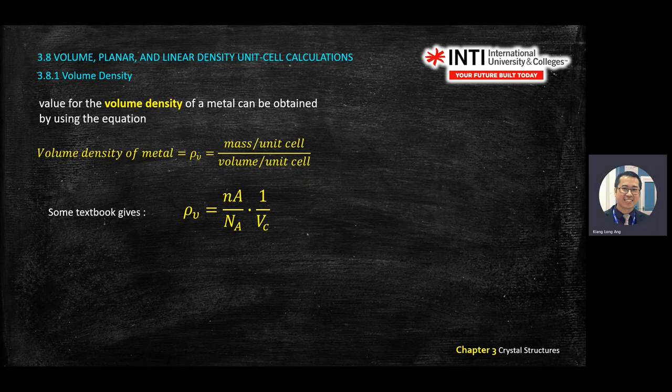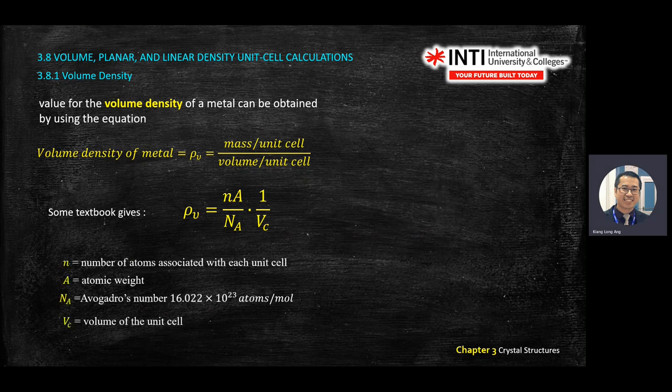How to calculate mass? You take the number of atoms. These are all the things. So N is the number of atoms in each cell. For example, BCC, how many? BCC, how many? 2. FCC, 4. So it depends. If BCC, then N is 2. Atomic weight, you can refer to the periodic table.